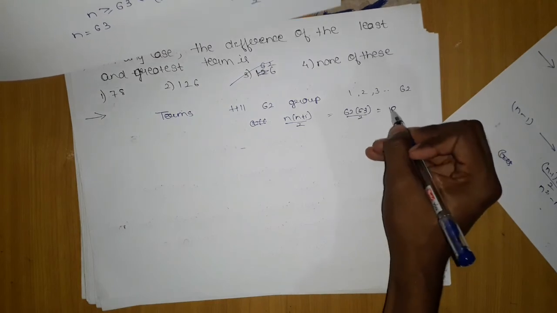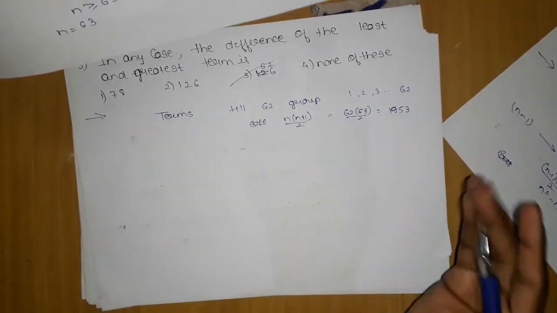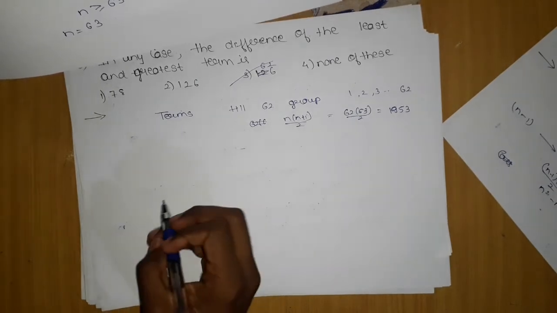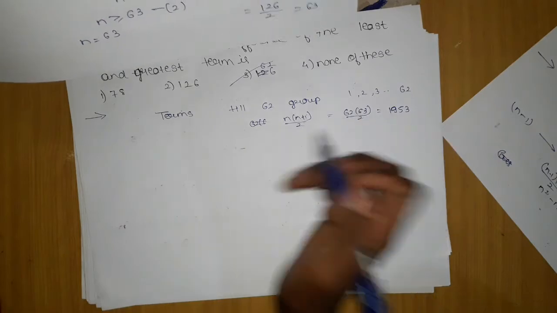Let me use the calculator. 1953. So we got this value, the number of terms before the group. Now if I want to get the sum till the 2000th term, what is the 2000th term?